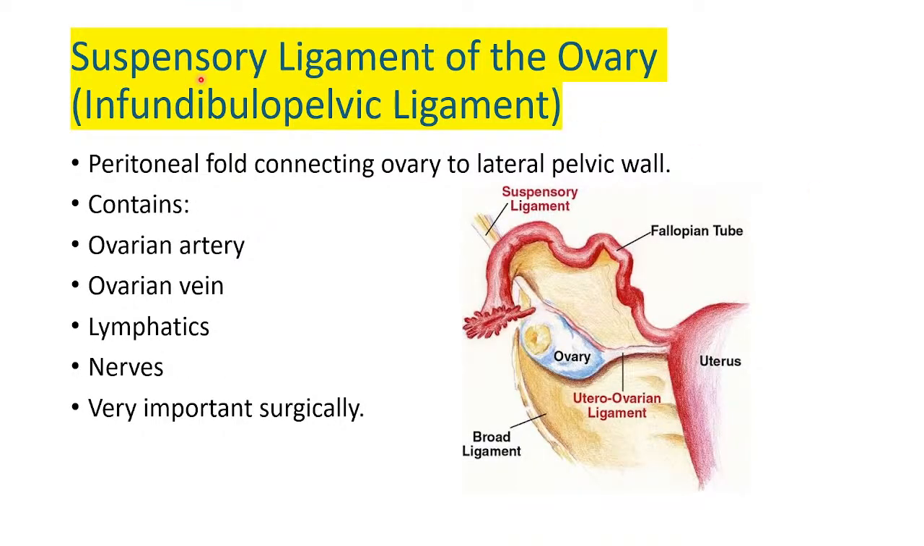So the suspensory ligament of the ovary, which is called the infundibulopelvic ligament. You can see it there. It is a peritoneal fold connecting the ovary to the lateral pelvic wall, containing the ovarian artery, ovarian vein, lymphatics and nerves. It is very important surgically, this suspensory ligament. So we've got the fallopian tube there, the uterus there, the utero-ovarian ligament, the ovary there. We've got the broad ligament also this side. But this one that is upper there, that's the suspensory ligament.